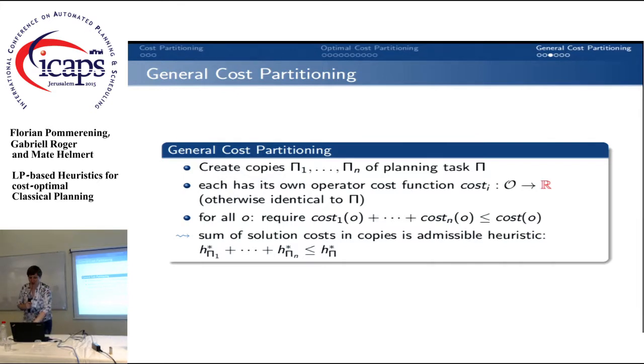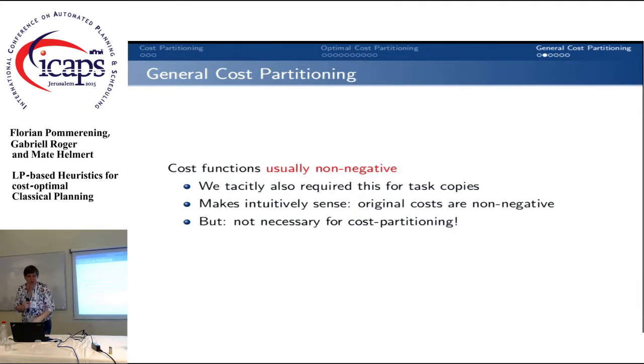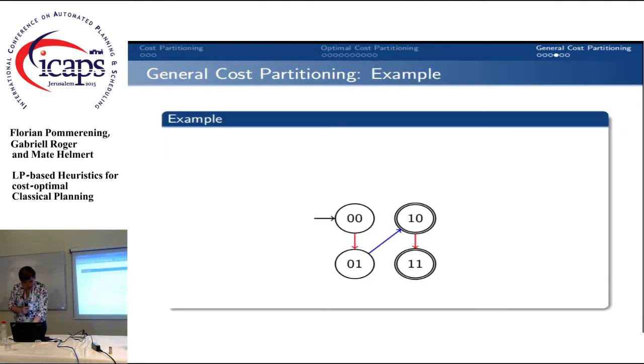Does it make sense? Well, at first, intuitively you would say, no, why should we do that? That doesn't make sense. Cost functions are non-negative. But we can show that for the cost partitioning theorem, that we get an additive heuristic, it is actually not necessary. And I will now show you by means of an example that we can actually improve with this general operator cost partitioning.